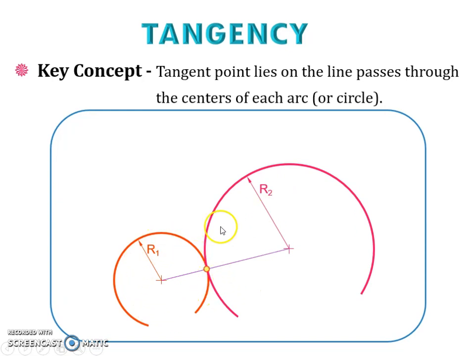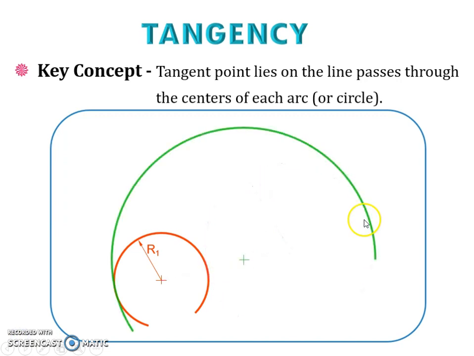Considering that there are two arcs, there will be one point that they touch each other. So this is the tangency point. The concept that we have to know is that the center of each of the arcs must be in the line. Next, you will see the example. If you can see, when we draw the line, they touch each other, so you will be in a line with the center of the arc.